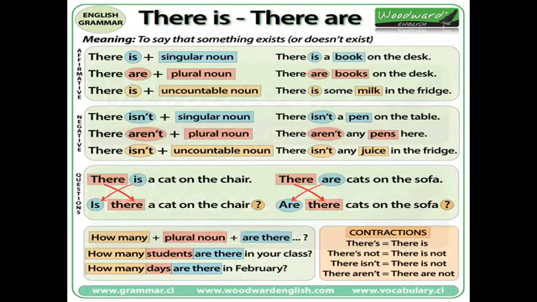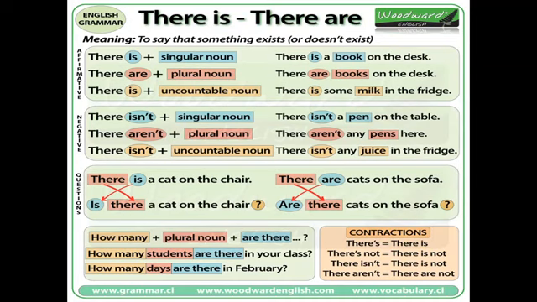There is plus singular noun. For example, there is a book on the desk. There are plus plural noun. There are books on the desk. There is plus uncountable noun. There is some milk in the fridge.